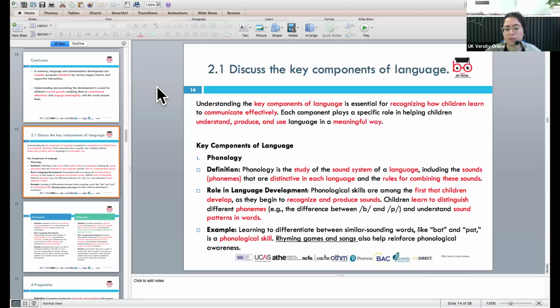They coo, they babble, they are just making sounds first, okay? So children learn to distinguish different phonemes, for example, the difference between B and P, and understand sound patterns in words. So learning to differentiate between similar sounding words like bat and pat is a phonological skill. Rhyming games and songs also help reinforce phonological awareness.